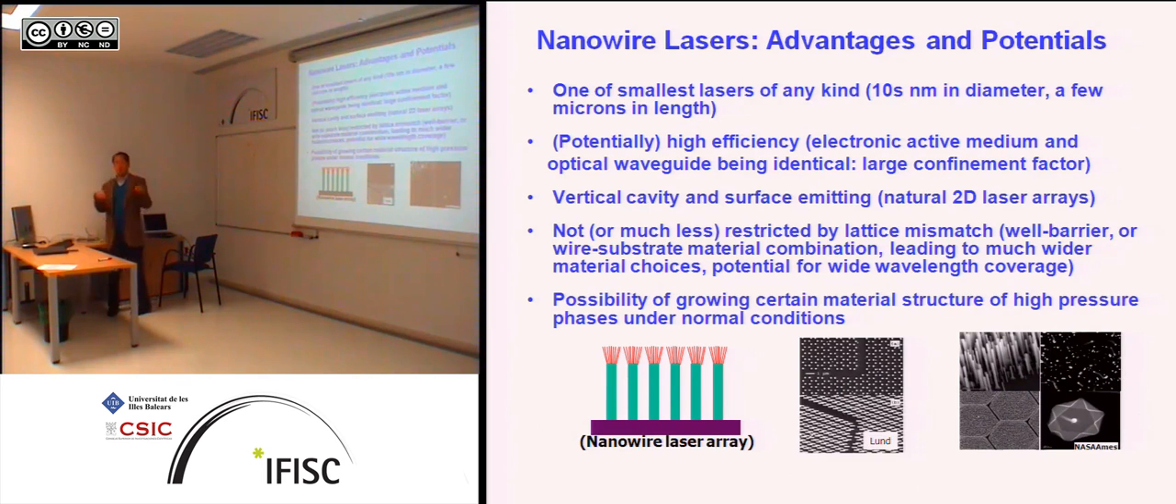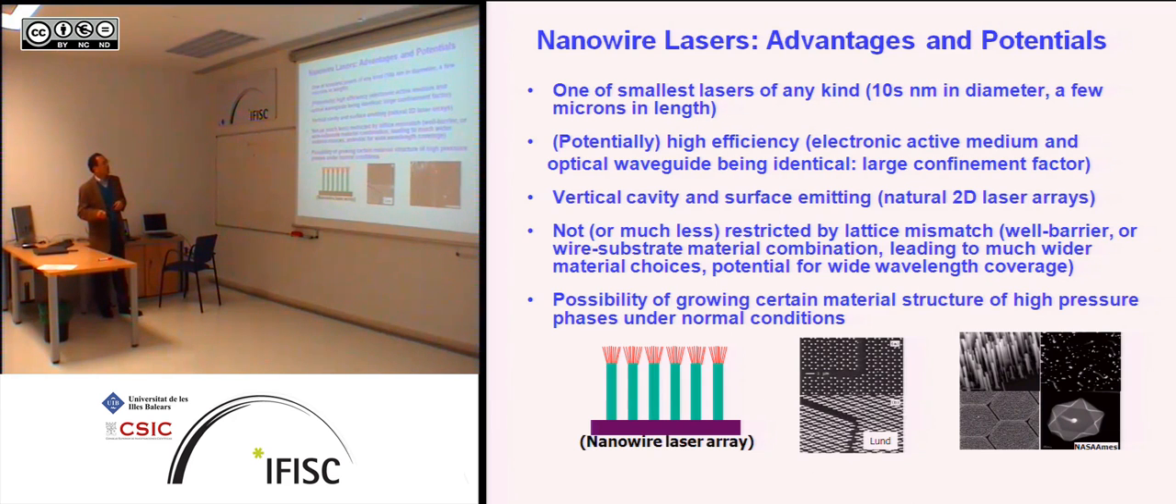So in terms of lasers, what are the advantages or potentials these nanowires could offer us? Number one, because it's an optical waveguide, if you can use a single wire as a laser, that is already among the smallest lasers you can have, because of the diameter and the length. The other aspect is that it's potentially a high efficiency device, because the electronic mode and optical mode exist in the same spatial volume. So intuitively, you get a large overlap factor or confinement factor, and so you get high efficiency eventually, or potentially.